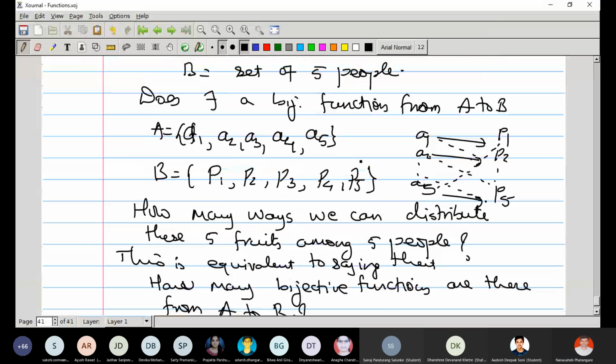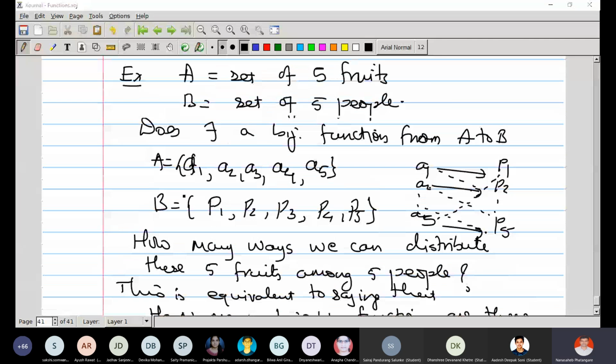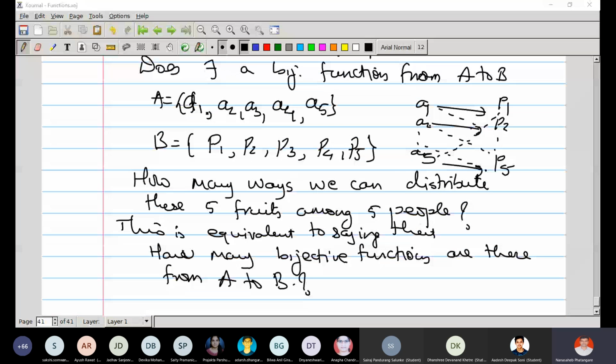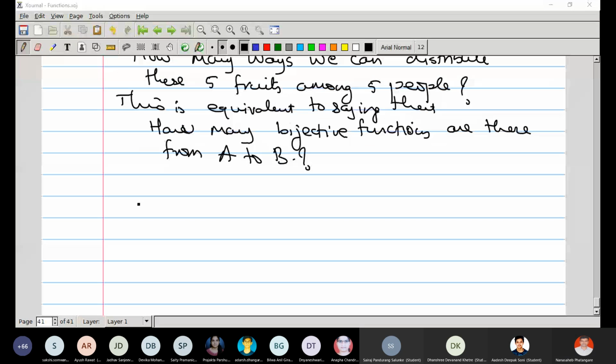Okay, so do you understand? We want to define a bijective function from the set of fruits to the set of people. That means we want to distribute fruits among these people. And in how many ways? So how many bijective functions? What is the answer here? 5 factorial.